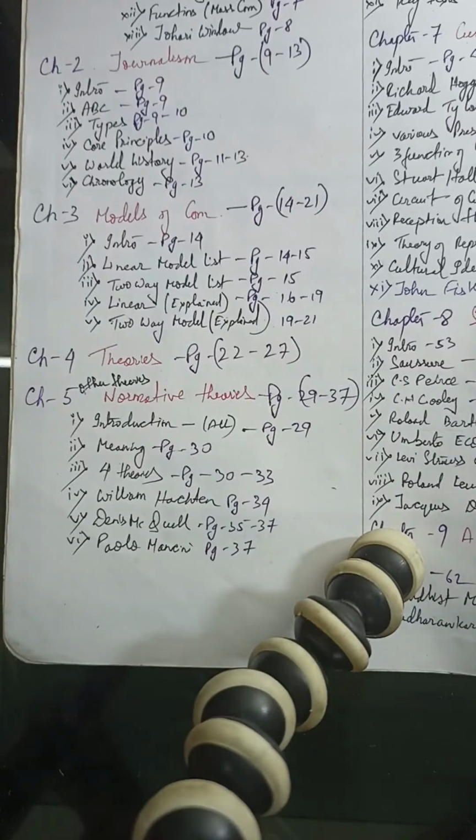Today we are diving into a very important chapter from mass communication, chapter 3, models of mass communication. Let's break it down into five simple parts. Today we will be discussing the introduction, the linear model list, and the two-way model list. We will be explaining the linear models with detailed examples, and the two-way models with examples as well. Further, we will be talking about the chronology of mass communication. So, let's get started.